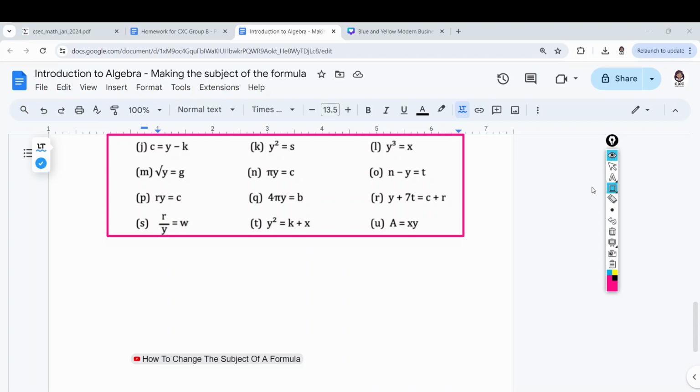Hey guys, what's up? So we're gonna go through part two of making the subject of the formula, and we're just gonna go through these questions that we see here on the board, and we're gonna take our time to identify some of them. Guys, for the ones that say y squared or y cubed, we need to use some laws of indices. This one as well that says cube root of y and y cubed. We need to use the laws of indices to solve those, right?